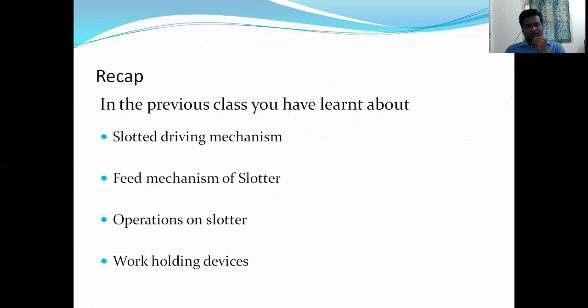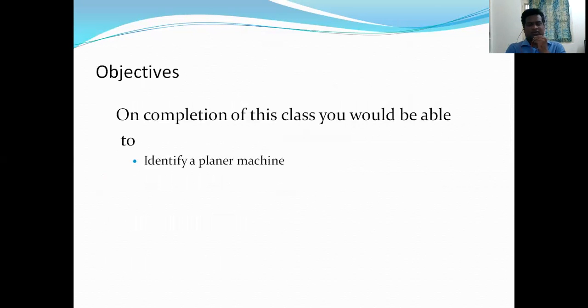The cutting stroke is used for the removal of the material, and the return stroke is an idle stroke where there is no metal removal. So that's why we provide the return stroke at a fast rate, and that's why we are increasing the production. These are the things I covered in the previous class.